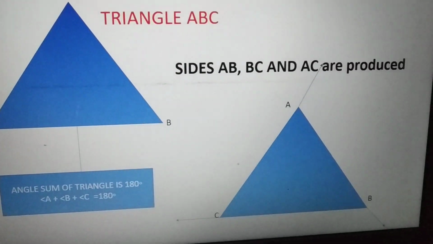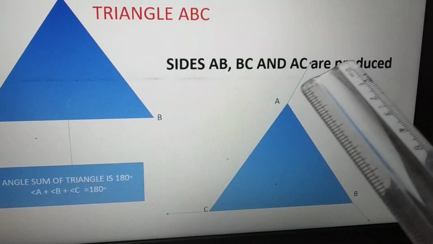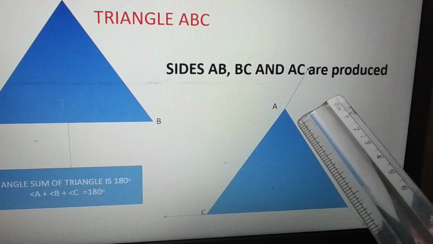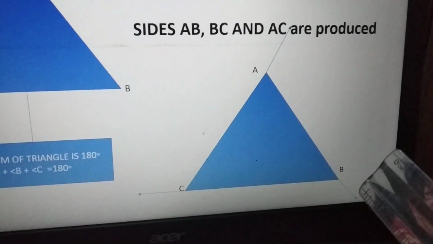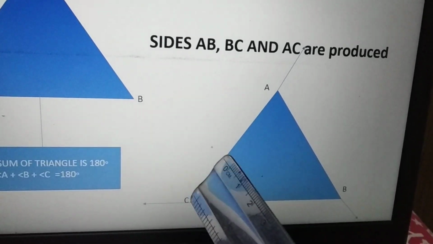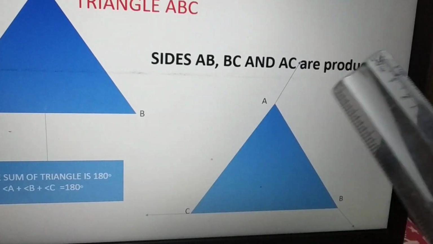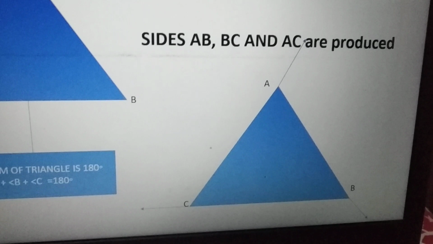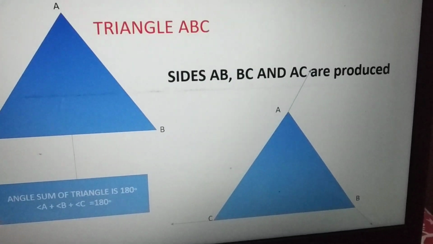How do you get an exterior angle? If the side AC is produced, an angle is made over here, which you call an exterior angle. Similarly, when AB is produced, you get an exterior angle over here, and when BC is produced, you get an exterior angle. All angles that lie outside, you call exterior angles, and the angles inside, you call interior angles.